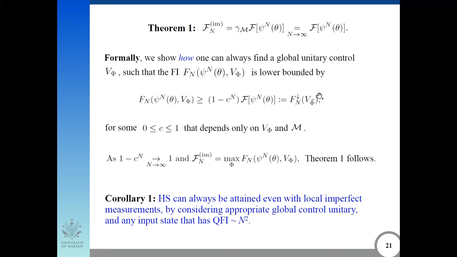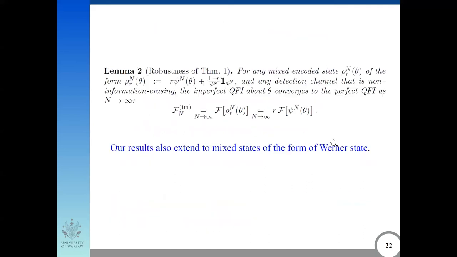With this, it also immediately follows that we have a corollary, which says that the Heisenberg scaling can always be attained, even if you have local imperfect measurements, by considering a global control unitary before the measurements. And of course, you still have to choose your input state to be the one that has a perfect QFI scaling like N squared. Then you can achieve exactly this N squared. This is the first result.